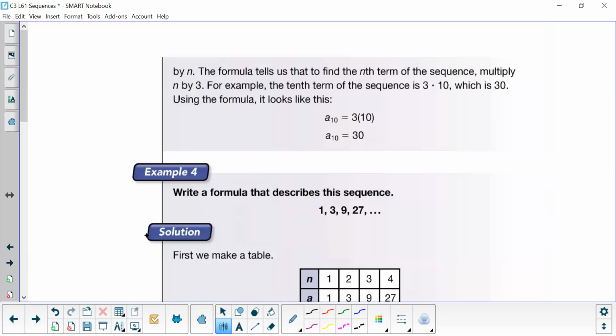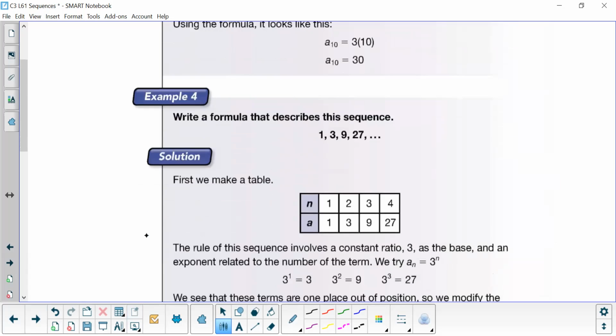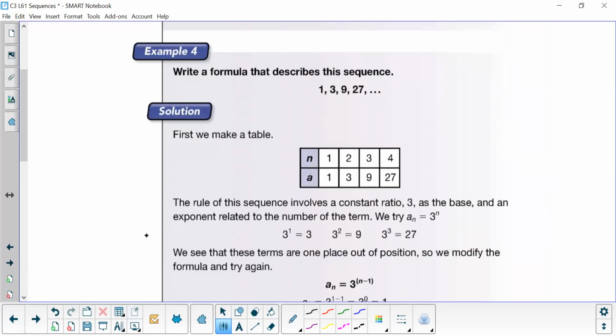Let's look at one more formula. Here in example 4, here we have 1, 3, 9, 27. It's a little bit different. It does involve a constant ratio, as you see here in our chart. We got a constant ratio of 3, and there's something to do with the exponent.